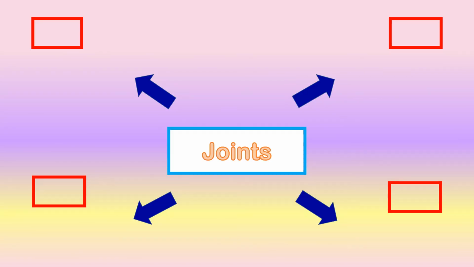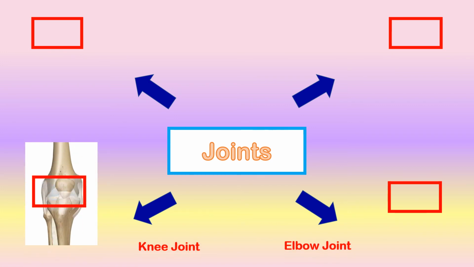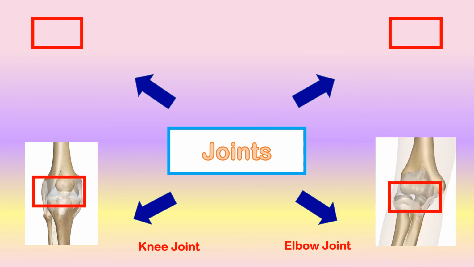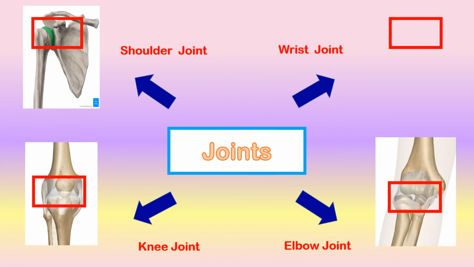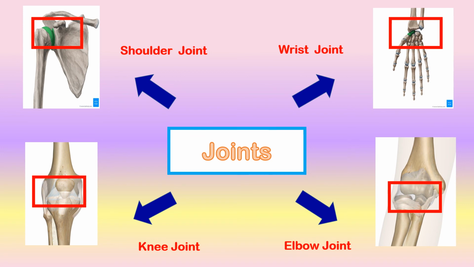Now, let us see the different examples of joints on the skeleton. Remember, joints are structures in the human body or animal body at which 2 parts of the skeleton are fitted together. What are the different examples? First, a knee joint. Second, elbow joint. Third, a shoulder joint. Another, a wrist joint. So these are examples of joints on the human skeleton: knee joint, elbow joint, wrist joint, and the shoulder joint.